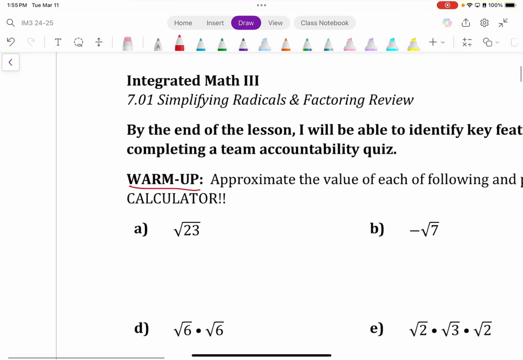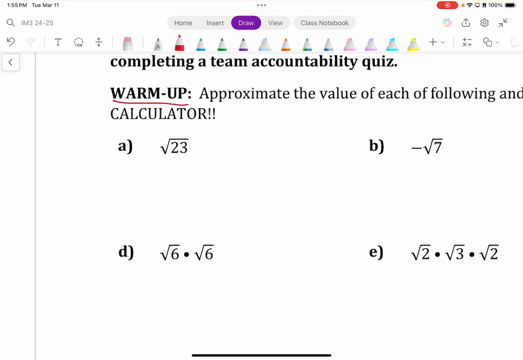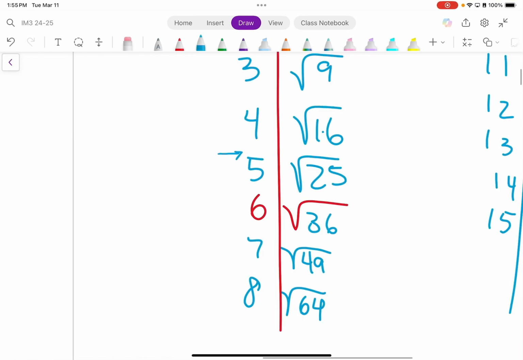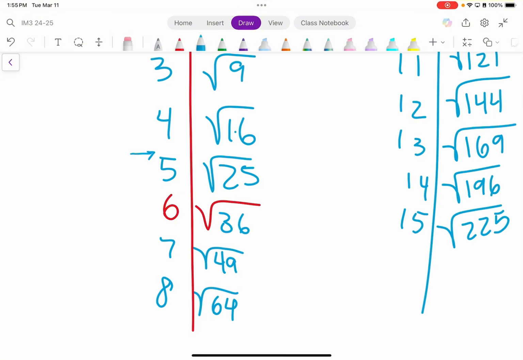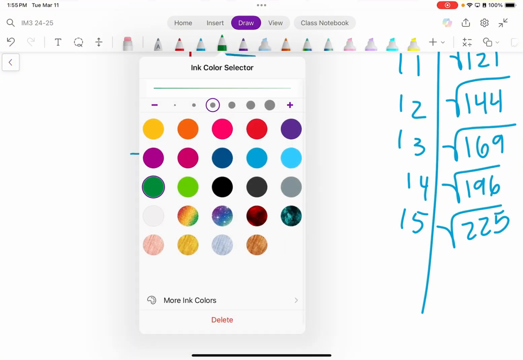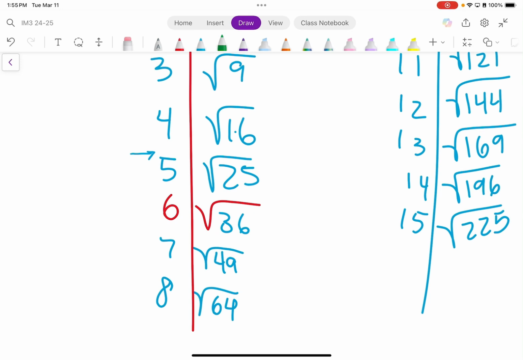In this case, there is no number times itself, or at least a whole number times itself, that gets you to 23. So we're going to approximate this. And the way we do that is, if we go back to our list of perfect squares, the square root of 23 would fall in between what two perfect squares? Where would the square root of 23 go? In between 4 and 5. Between the square root of 16 and the square root of 25. So which one is it closer to? Is it closer to 4 or is it closer to 5?